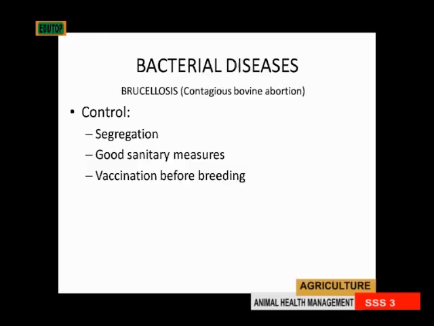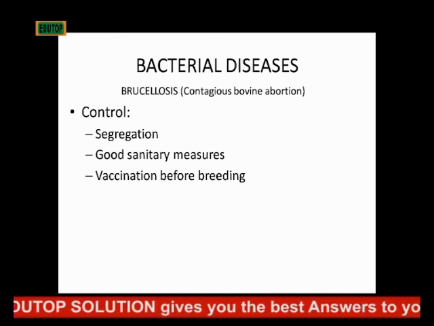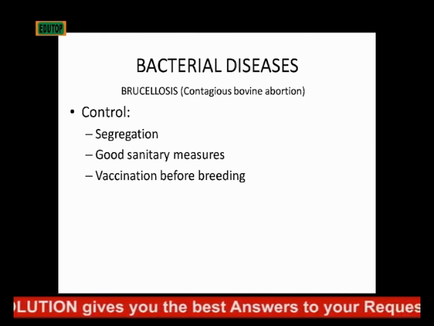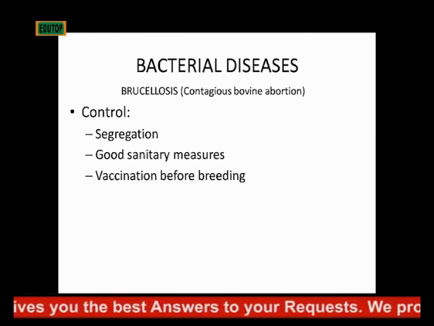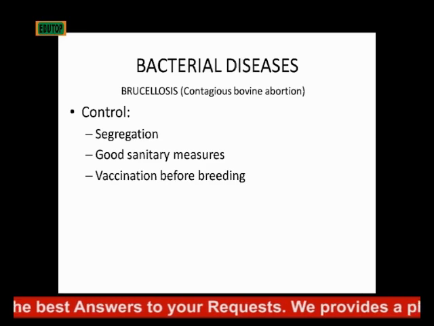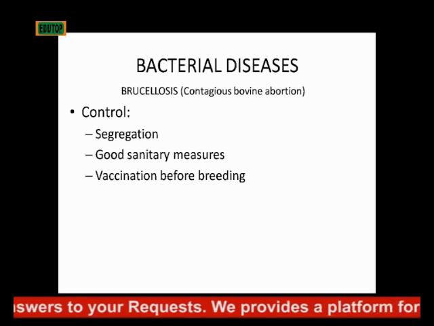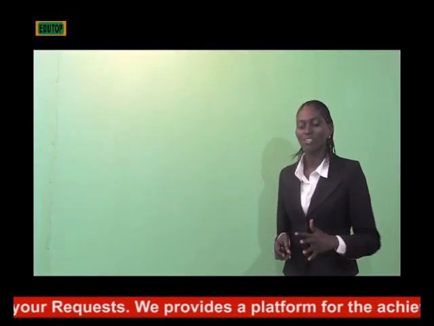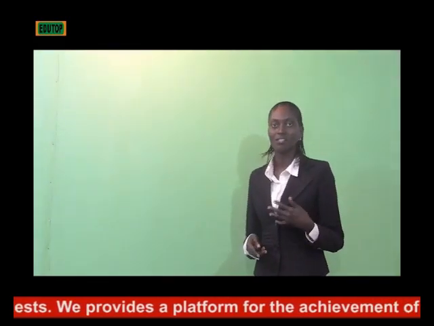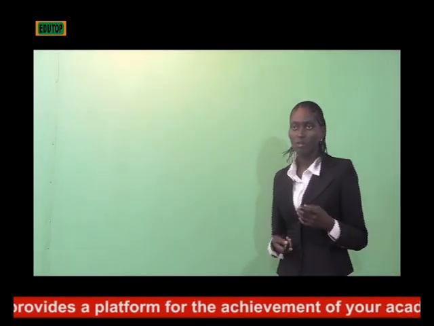How do you control brucellosis? First, segregation. You separate an infected animal from other healthy ones. Then you should engage in good sanitary measures. Then vaccination. Vaccinate your animals before breeding. Before breeding, of course, make sure they are properly vaccinated so that you don't have a case of brucellosis.